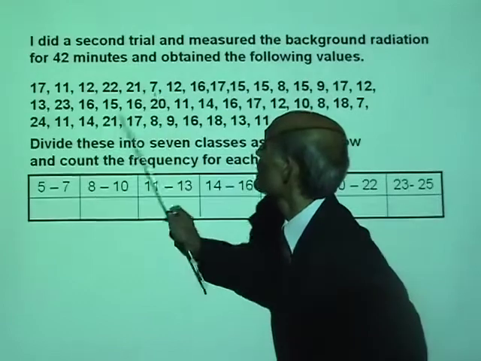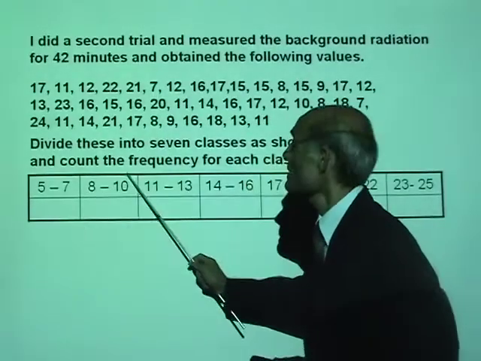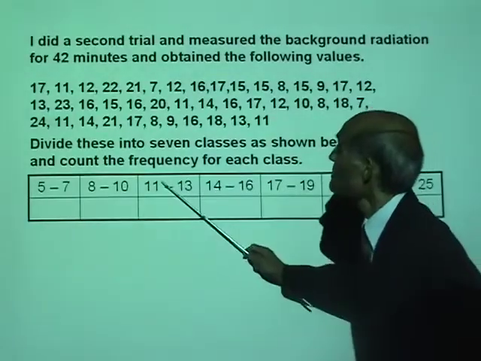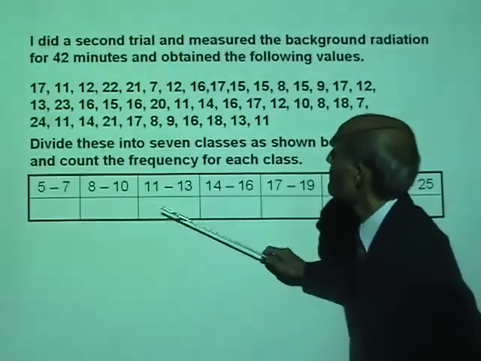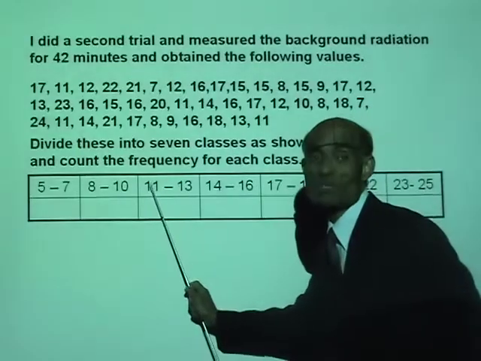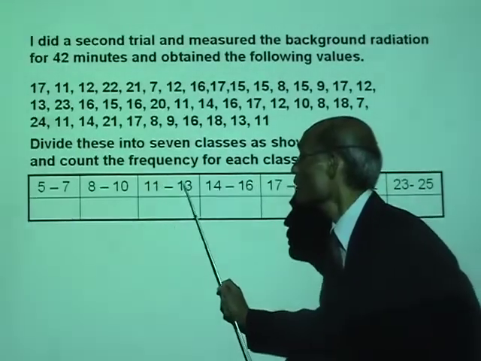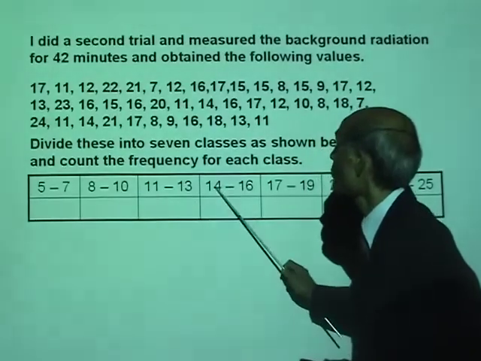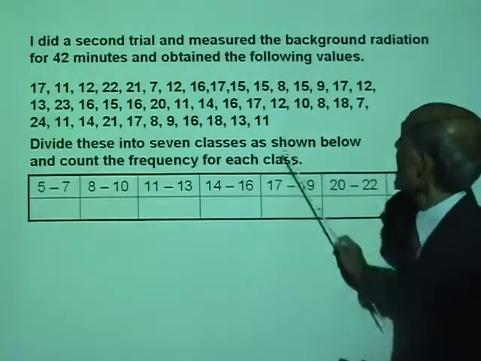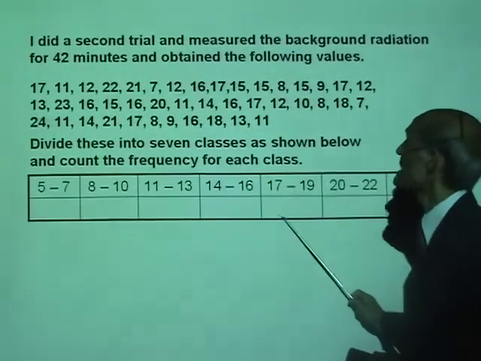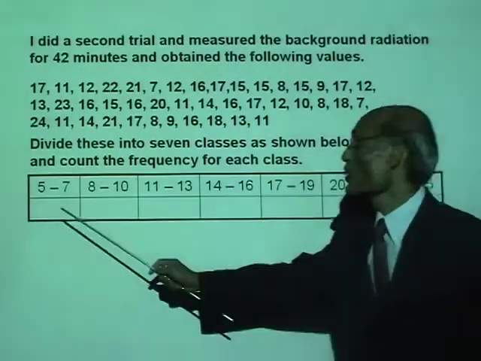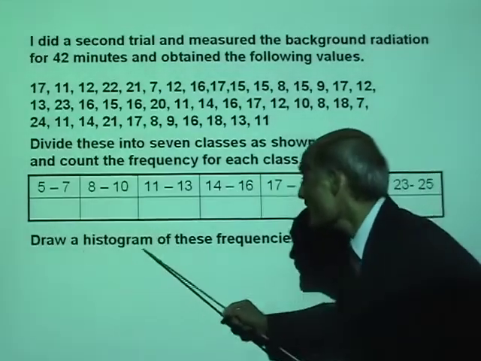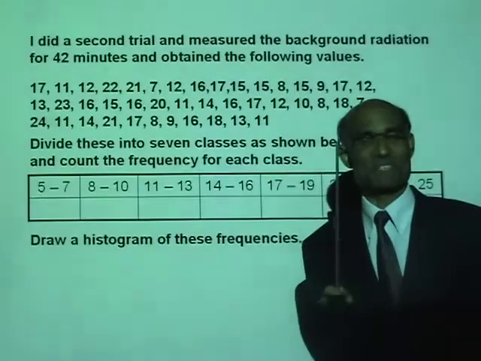How many values are here between 5 to 7? How many values are there between 8 to 10? How many values are there between 11 to 13? Alright, when I say between 11 to 13, both those numbers are included. How many are there from 14, 15, 16? How many are there 17, 18, 19, and so on? So fill in the frequencies and draw a histogram of these frequencies.